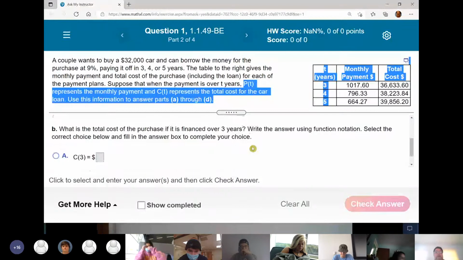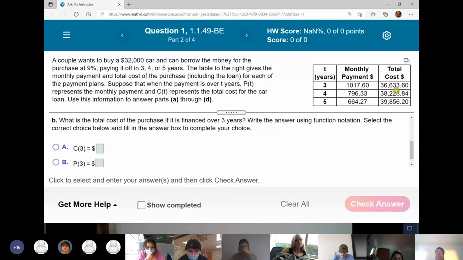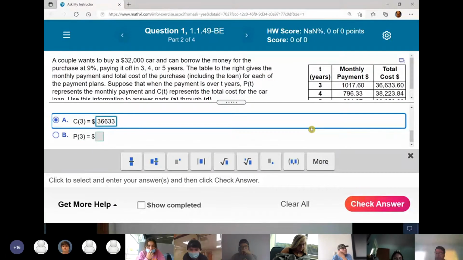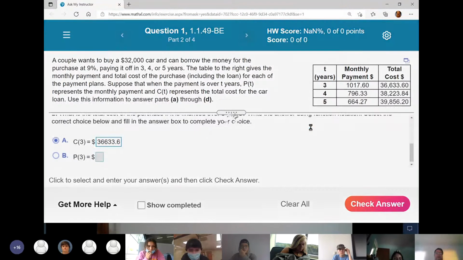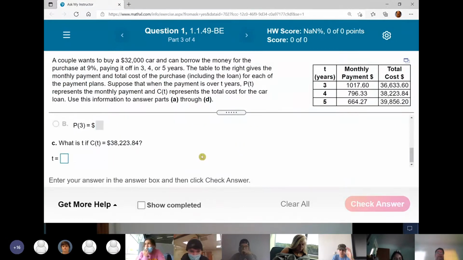All right, what is the total cost of the purchase if it is financed over 3 years? Total cost will be $36,633.60. And that would be C of 3. I didn't know they were going to get that persnickety. What is C of T at 38,223? That's C of 4.